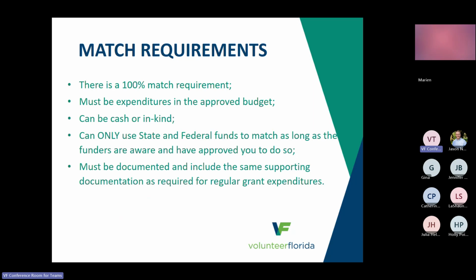You may use state and federal funded expenditures as match as long as the funder is aware and has approved you to do so. And if you do use those types of funding, we may request documentation of that approval for you to use those as match on the grant. And just a quick note, you may not use match that is already being used or has been used as match on any other funding source, as we would call that double dipping, and that would not be allowable.